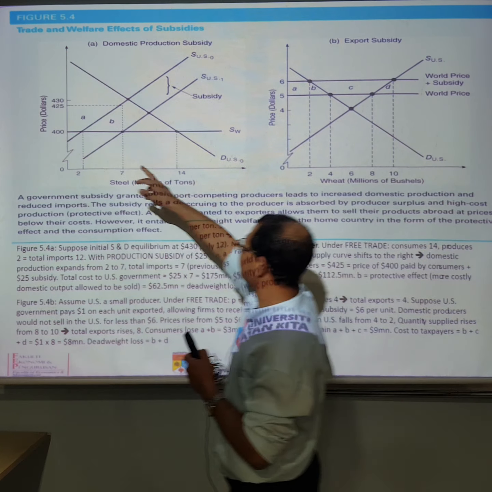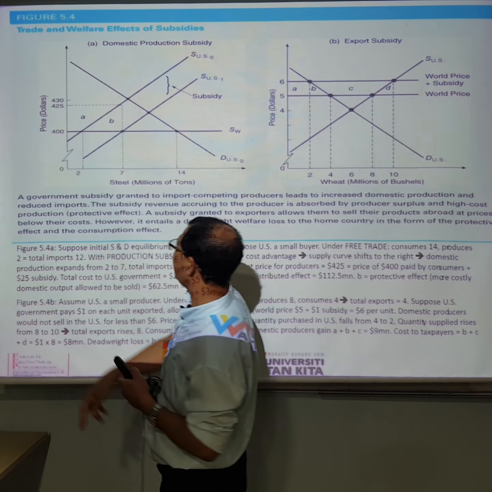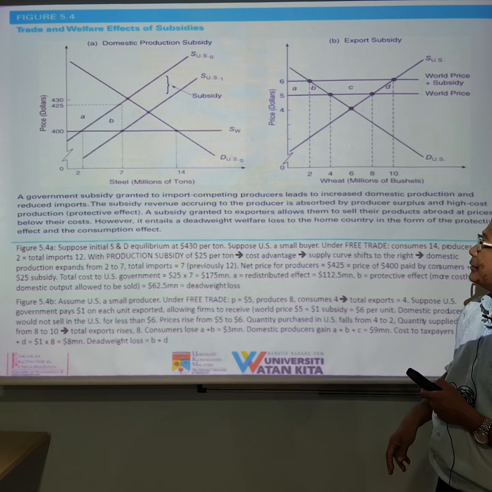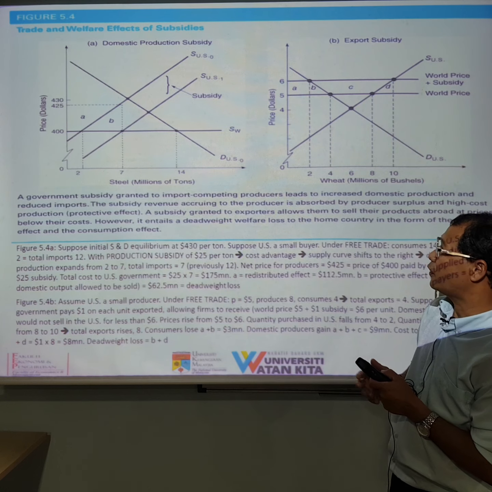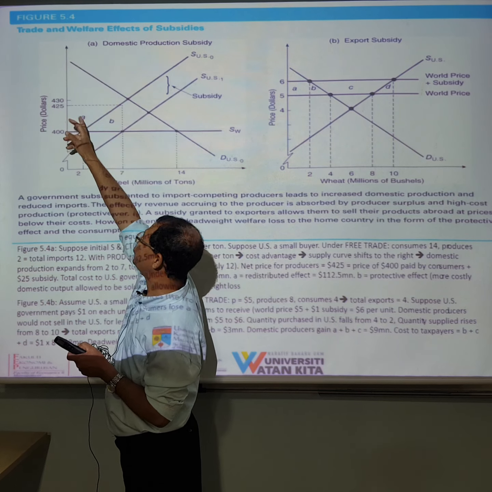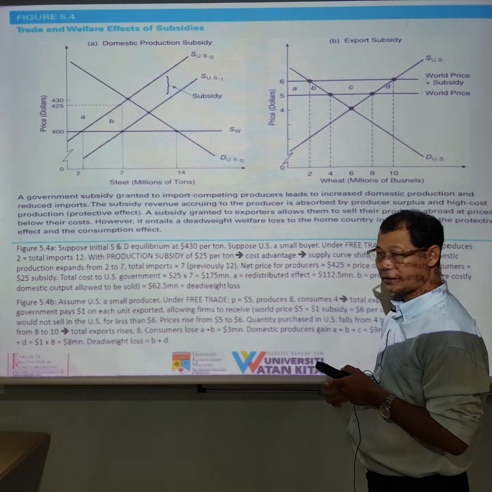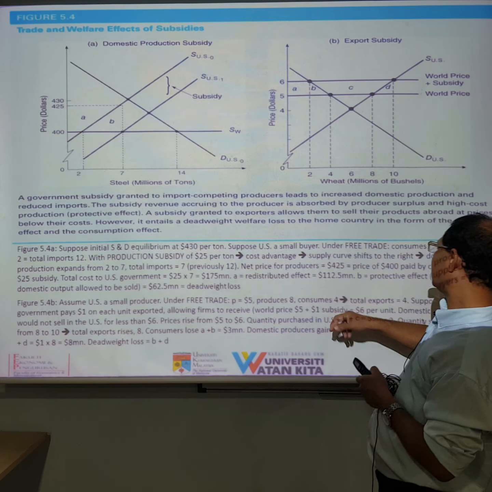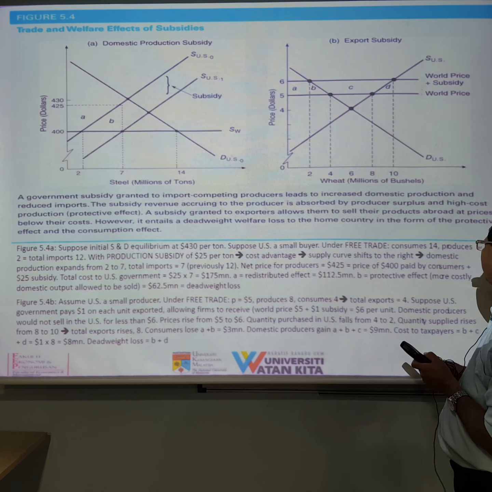Okay? 25 times 7. That rectangle. So A is a redistributive effect, from consumers who lost it, but it goes to producers. So it doesn't matter, still within the country. You can calculate that. B is the protective effect.